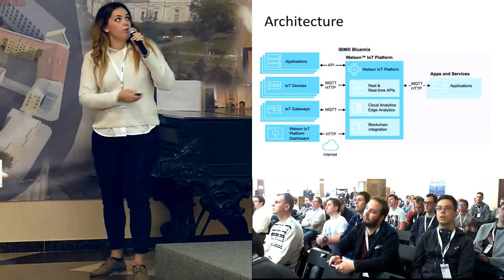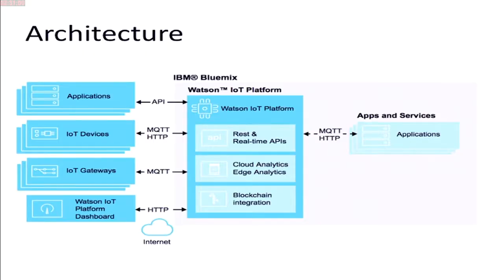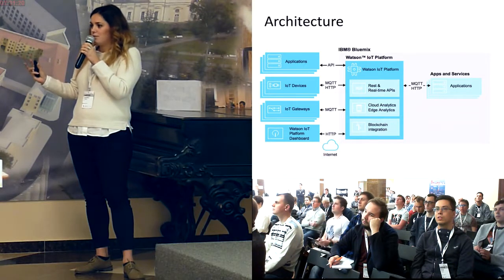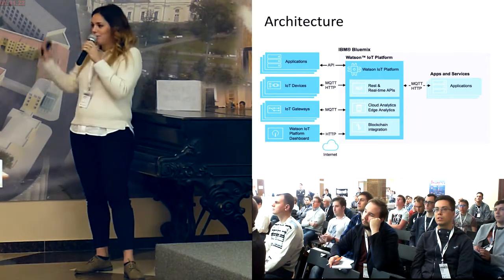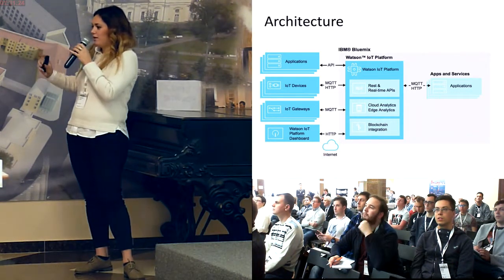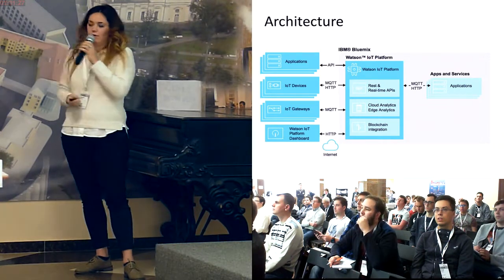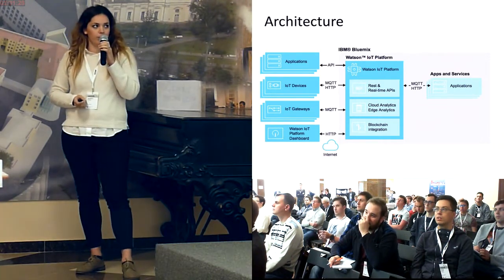So I will talk a little bit about the architecture of the Watson IoT platform. The Watson IoT platform is integrated in the IBM cloud platform, which is called Bluemix. It's available on the platform as a service, so you can just go to the cloud platform and create your Watson IoT service, and then it will create for you an organization in the Watson IoT platform. So it's using the same cloud, but it's another interface, another platform specific to IoT.